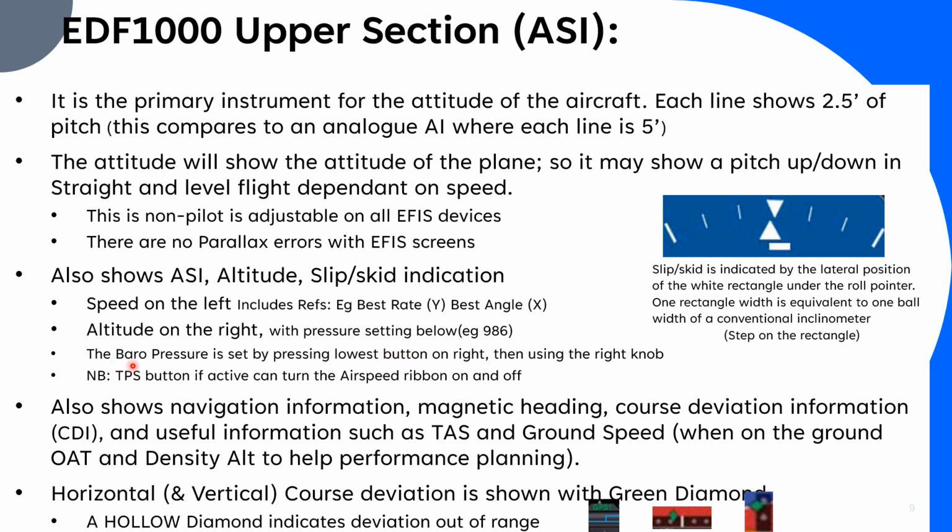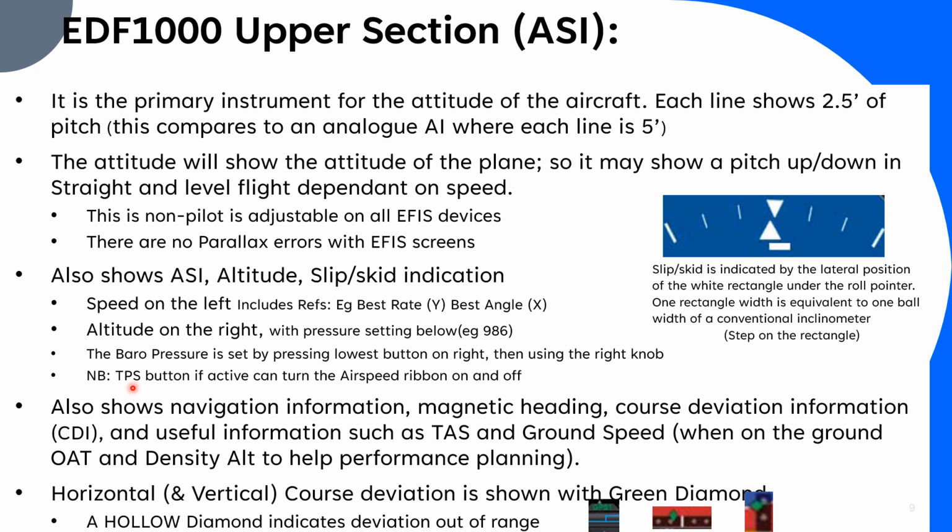The baro pressure, which can be seen on the altimeter, is controlled by pressing the lowest button on the right-hand side. It will have the word BARO next to it, and then using the right knob, which above it will have the current barometric pressure in magenta, turn that left or right to set.